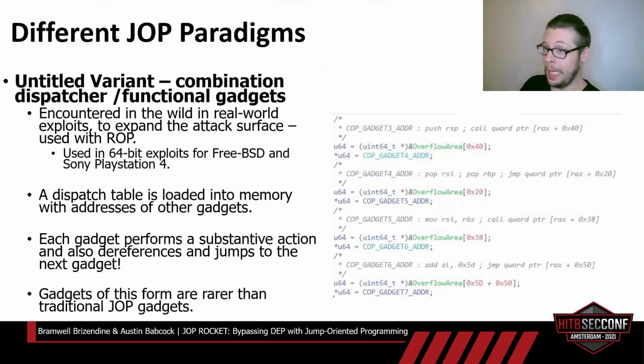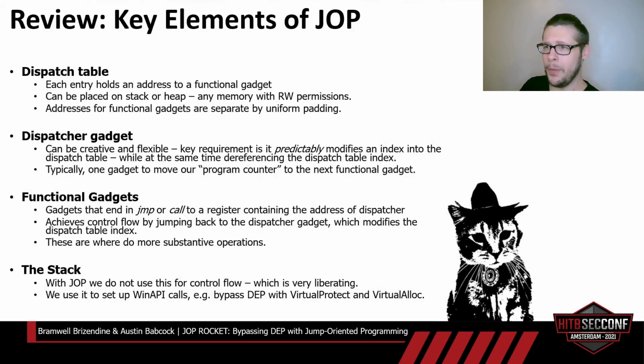Another approach that I came upon recently, used in some exploits for the Sony PlayStation 4 and FreeBSD, is this variant approach. There's no title name for it, but basically it's a combination dispatcher functional gadget, and it does the dereferencing and the substantive actions simultaneously. So in this case, RAX points to the dispatcher table and we can access different indexes within it.